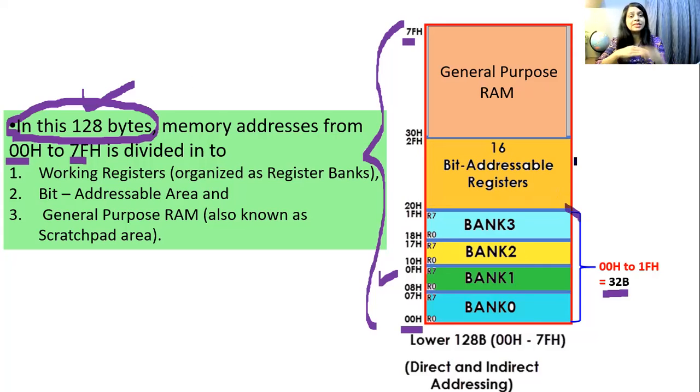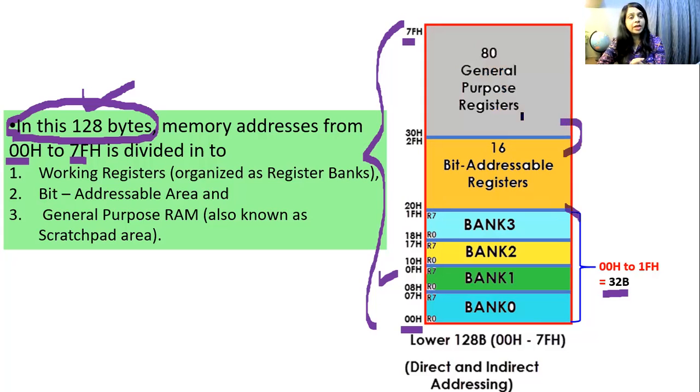Above that there are 16 registers again stacked, which are the bit addressable registers, and above that there is general purpose RAM. So there are 80 registers. So here there are 32 registers, these are 16 registers and these are 80 registers. Together they give us 128 bytes or 128 registers.